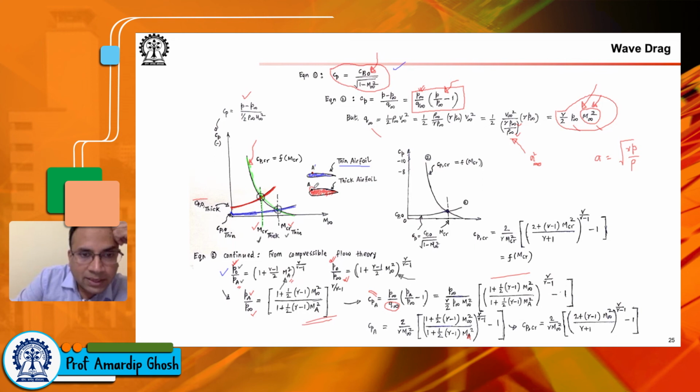So that is the definition state. Okay, so the M infinity for which MA becomes 1 for the first time. Okay, so that is the critical Mach number.